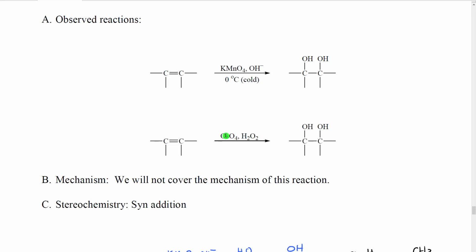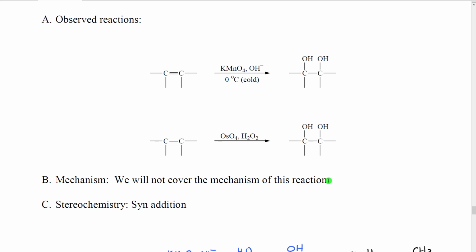So a method was developed where we actually use a catalytic amount of osmium tetroxide, and then we put in hydrogen peroxide to essentially reoxidize the osmium back to osmium tetroxide every time it reacts. At the end of this reaction, again, the alkene is converted to a single bond and we add a hydroxyl group to each carbon of the former alkene.